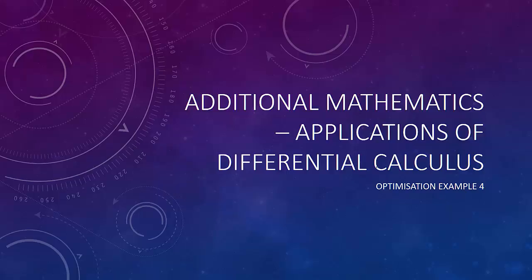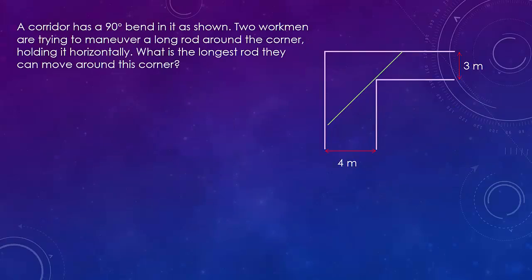Optimization example 4. A corridor has a 90-degree bend in it as shown. Two workmen are trying to maneuver a long rod around the corner holding it horizontally. What's the longest rod they can actually move around that corner? We can see the width of the corridor here is 3 meters and here is 4 meters.